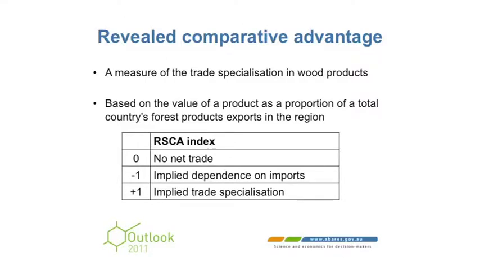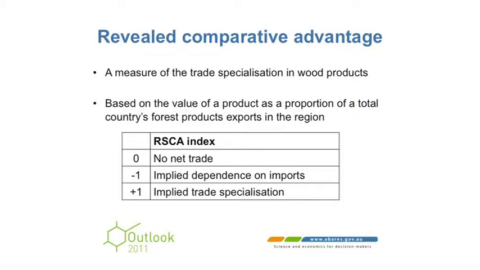So in this context, ABARES and the people in my branch decided to look at this idea of revealed comparative advantage. And in fact, it's revealed symmetric comparative advantage. And this comes to us from economic theory, and what it lets us look at is the specialisation of different economies and countries in different types of products. So what we did was to examine the current specialisation of APEC economies based on their exports of wood products. And we express this as an index, the RSCA index here.